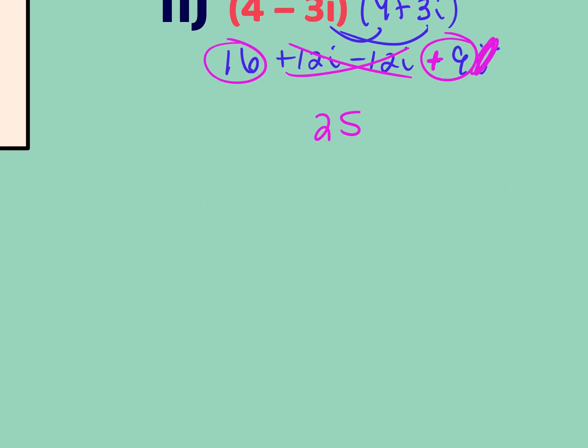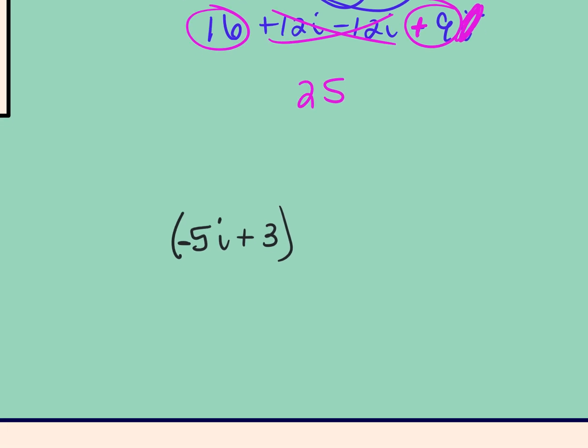Okay, I want to do one more example. It's not on here. I'm just going to write it. Say you had negative 5i plus 3. And they said to multiply by the complex conjugate. All right, there's a couple ways you could do this. What's one way I could multiply by the complex conjugate? Just how it's written. How could I rewrite it?